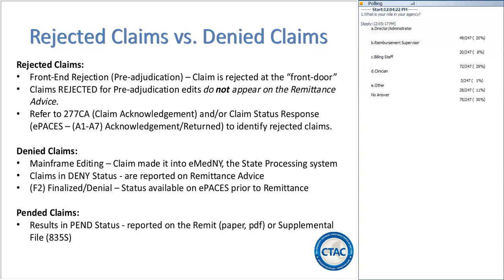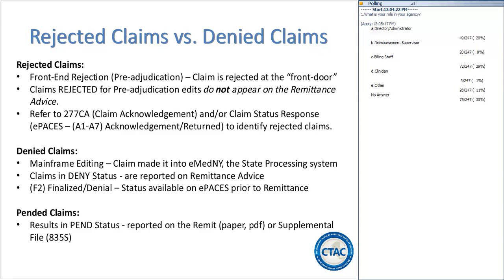Other type of claims, if they pend, they get through the front end and they actually get into claim processing. If they pend rather than pay or deny, if they are showing up on your remittance on the paper, they'll show up on the remittance as pend. If you're receiving an 835 electronic remittance statement, they're going to show up in what we call the supplemental file, or the 835F, and that's where your pending claims will appear. Sometimes you'll look through those edits and you'll know that maybe you need to contact the patient to do something about their eligibility or some other issue. There's a variety of reasons why claims pend, pay or deny.